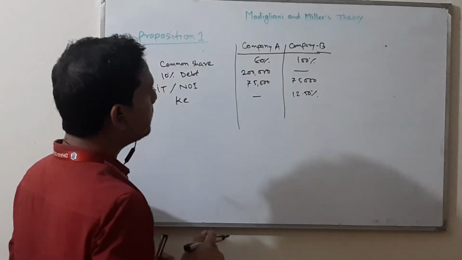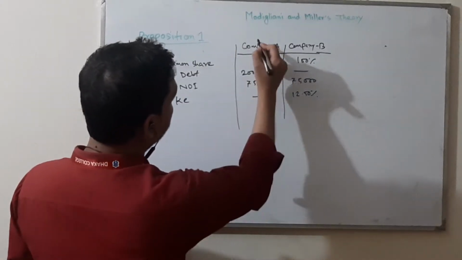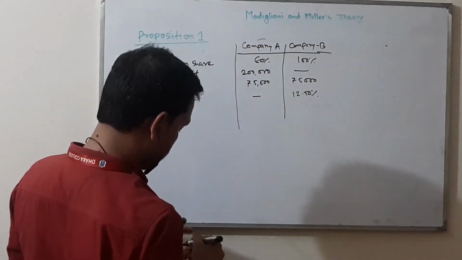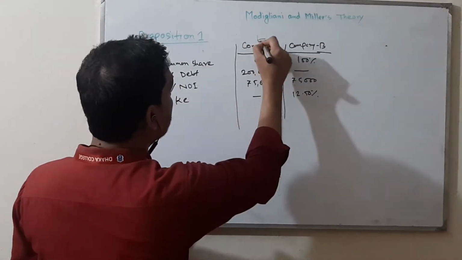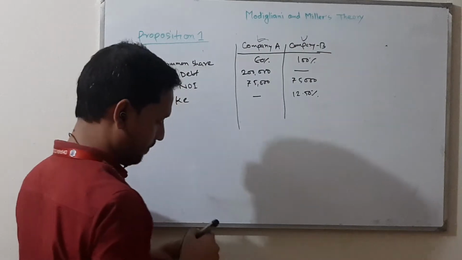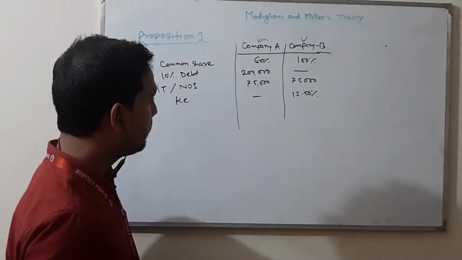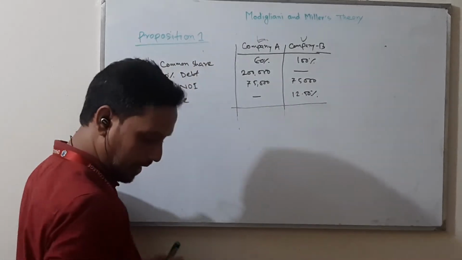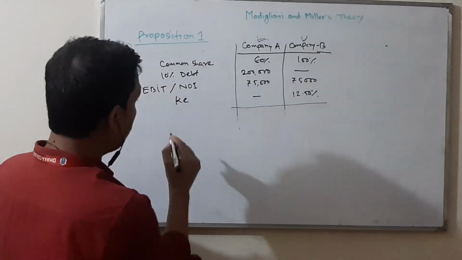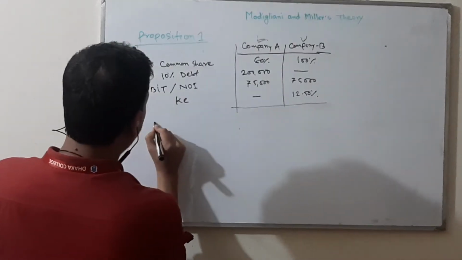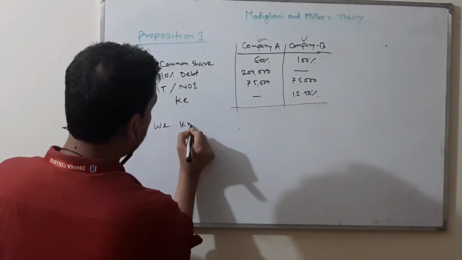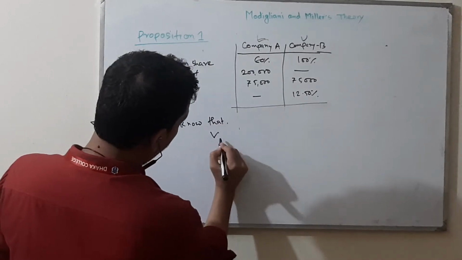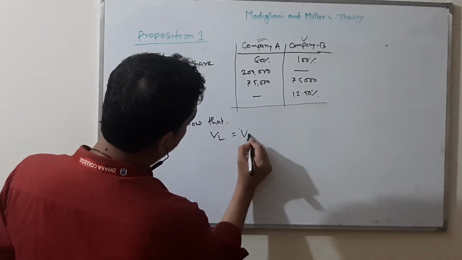So in this problem, company A is the levered firm and company B is the unlevered firm. We know that the value of the levered firm equals the value of the unlevered firm.